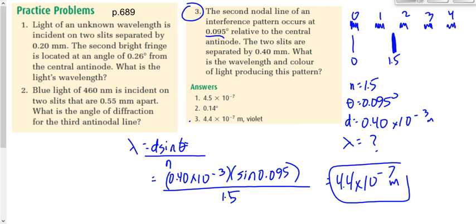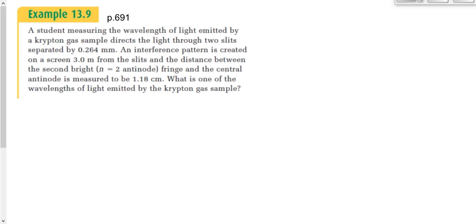Okay, let's do another one here. Another question for you. So it says a student measuring the wavelength of light emitted by Krypton gas sample directs the light through 2 slits separated by 0.264 millimeters. Circle that. The interference pattern is created on screen 3 meters from the slits. Distance between the second bright fringe and the central antinode is 1.18 centimeters.